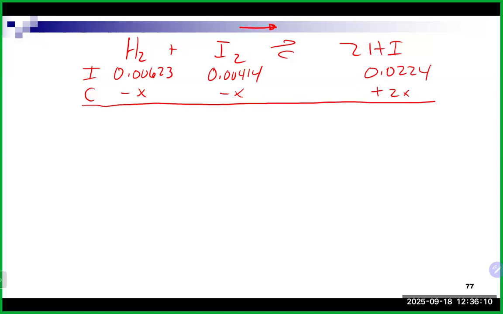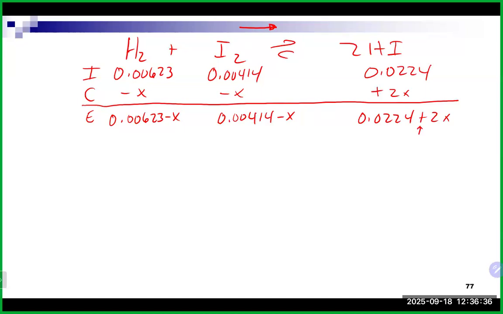As we come through here, we bring down 0.00623 minus x, 0.00414 minus x, and 0.0224 plus 2x. By the way, a reminder that is a plus there. People are so used to going minus x that they throw a minus in there for fun. But remember, it is a plus.